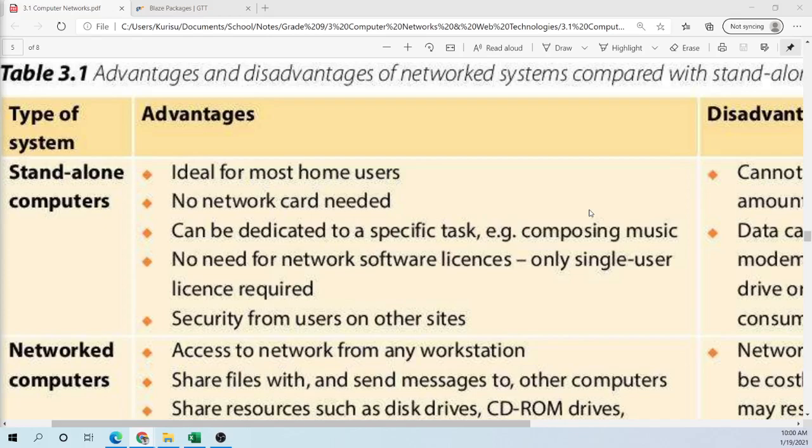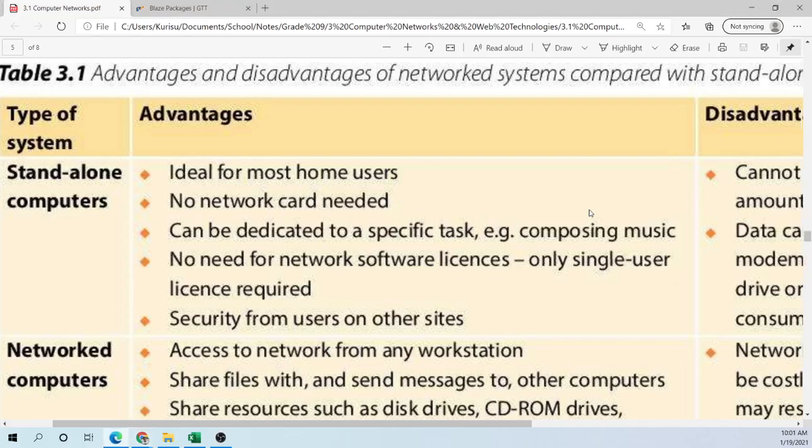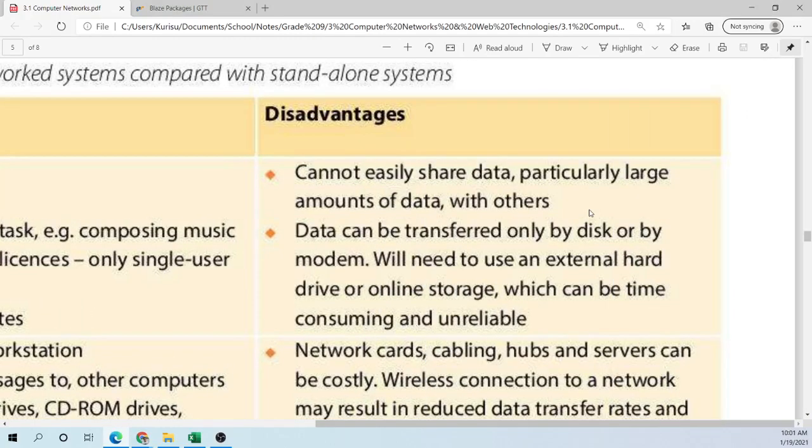And security from other users and other sites. So a standalone computer is secure because it's not connected to any network. It can't be infected by anyone sending any virus to the computer and so on over the network. But what are the disadvantages? Darrell, can you read the disadvantages?